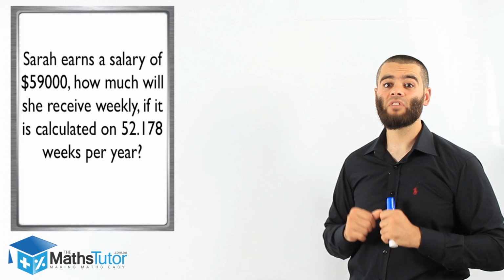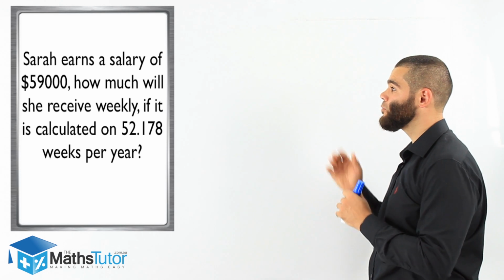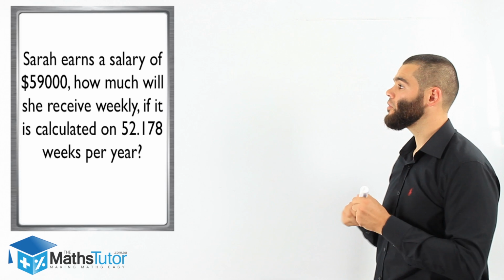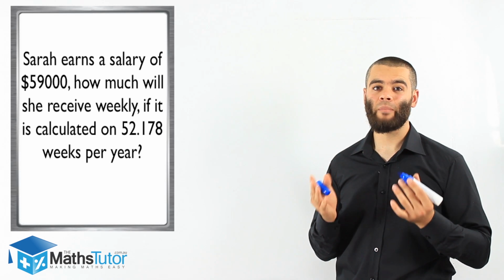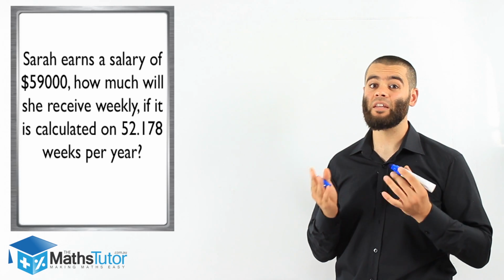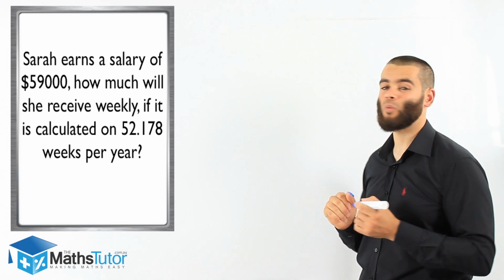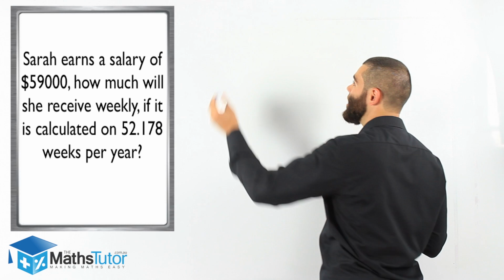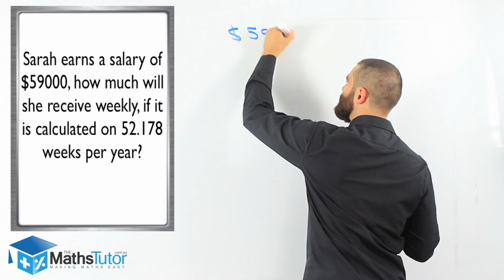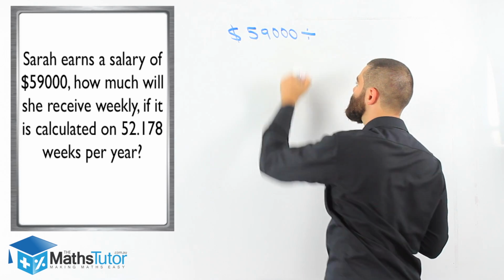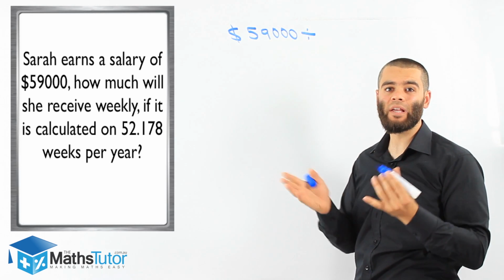So the salary is $59,000 and we want to know the weekly. So the yearly salary is going to be divided by the weekly amount. How many weeks are there in a year? There are 52.178. So the 59,000 is going to be divided by how many weeks in a year? We want to know the weekly wage.